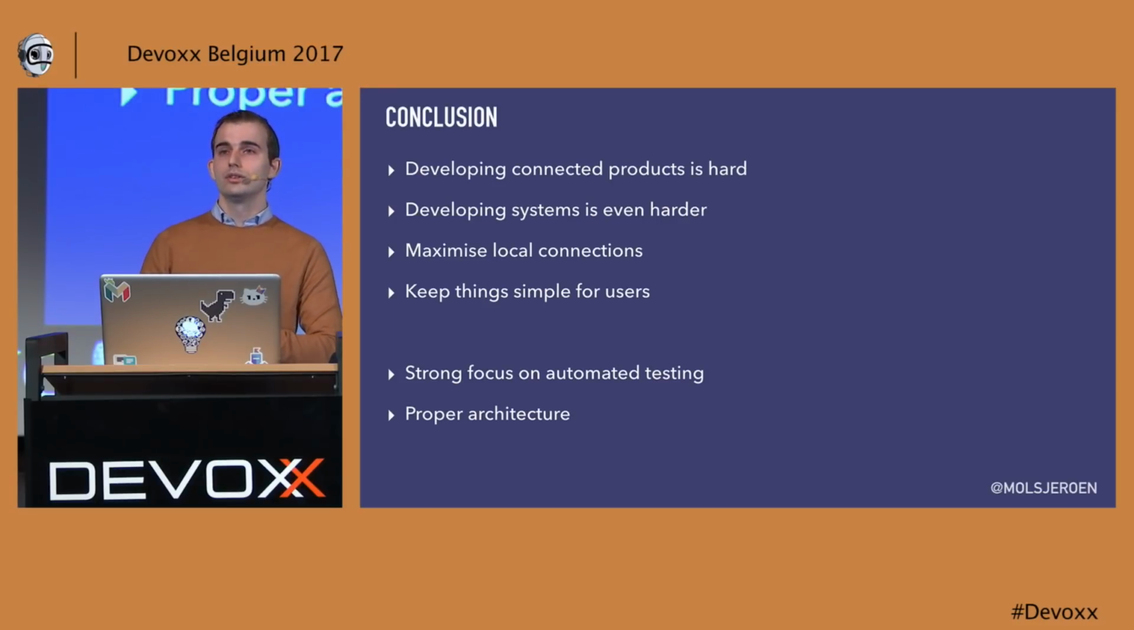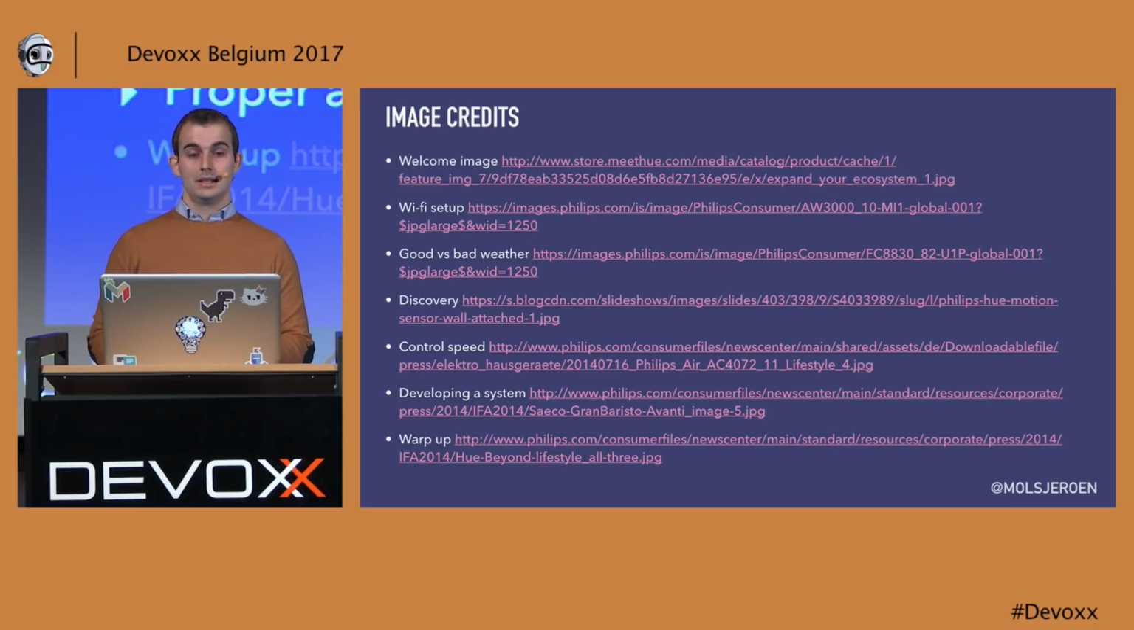And as a conclusion, developing connected products is hard, but developing connected systems is even harder. Make sure you get the most of your local connections, keep things simple for the user, focus on automated testing, and have a proper architecture in place.